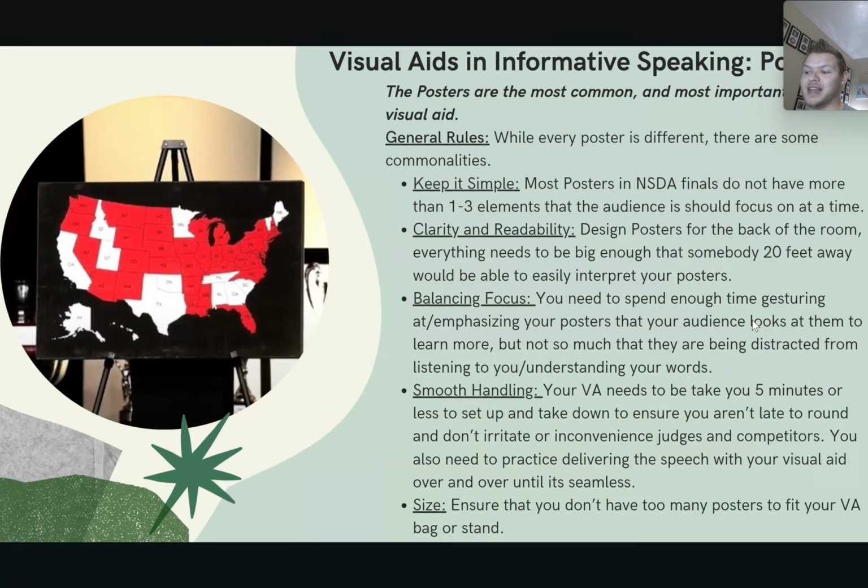You've got to make sure you're not late to round, or that you don't irritate or inconvenience your judges and your competitors with how long it's taking you to set it up. You need to practice delivering your speech with your visual aid over and over again until it is flawless. This includes attachments and detachments, rearranging and flipping your posters around, revealing and folding things out, etc.